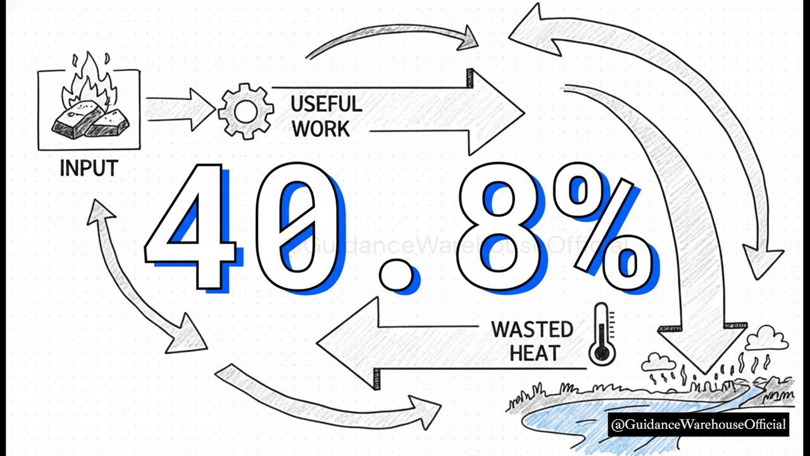Just let that sink in for a second. Nearly 60% of the energy from that burning coal is completely wasted. It just gets dumped into lakes, rivers, or the atmosphere as waste environmental heat. Why? Simply because the second law demands it.